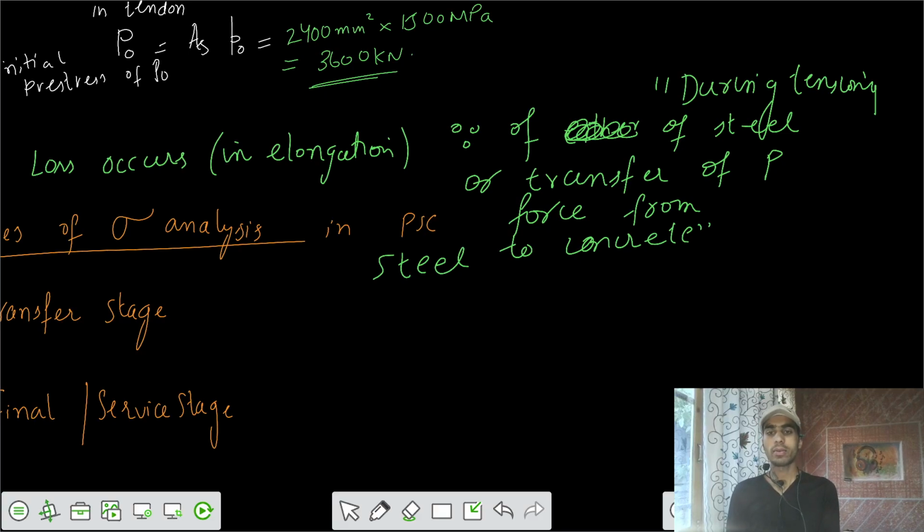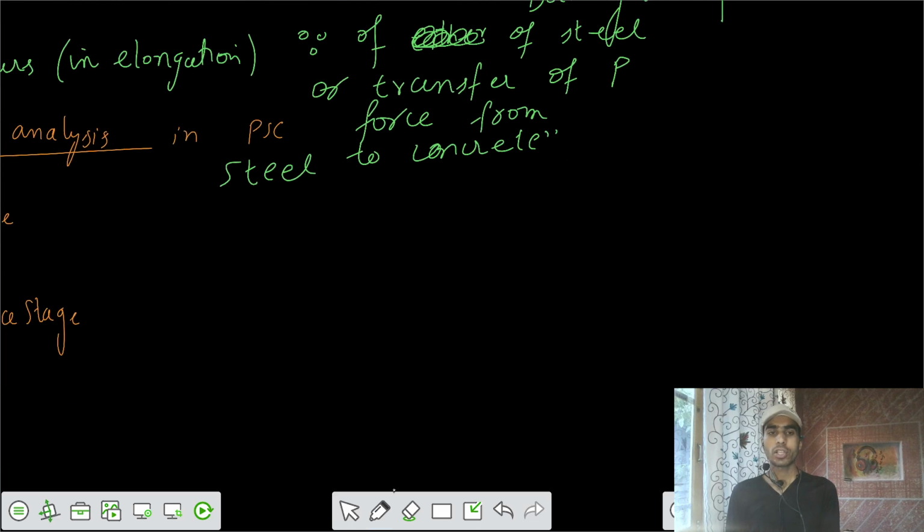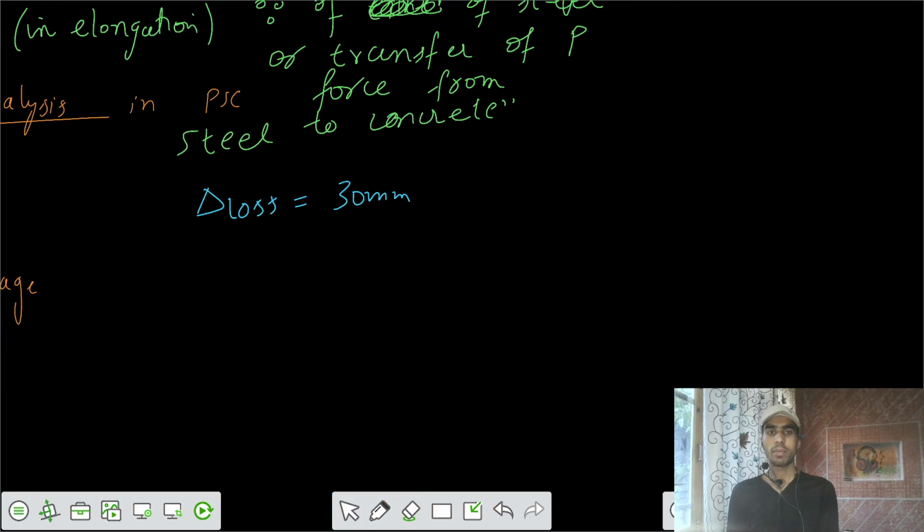Let's say now there is some loss of elongation. Let's take the elongation loss, delta loss, as 30 millimeters out of the total 120 millimeters we provided. I will calculate how much stress has been lost. This 30 millimeters has been lost out of the total length of 16 meters, with the modulus of elasticity as 2 into 10 to the power 5.